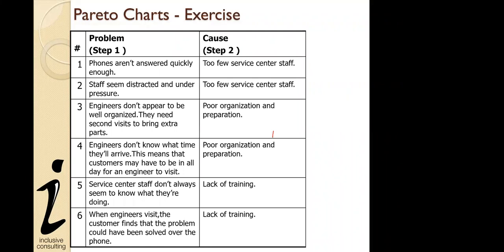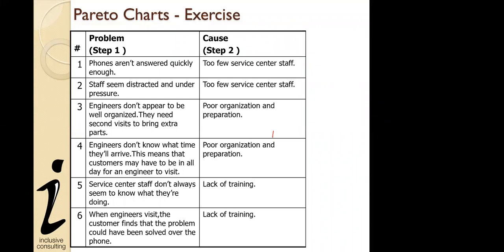So it looks like this is for an equipment repair service center. Engineers don't know what time they will arrive. This means that customers may have to be in all day waiting for the engineer to visit. Service center staff don't always seem to know what they're doing. When engineers visit, the customer finds that the problem could have been solved over the phone. It did not require him to wait for the engineer's visit, and he could have just resolved it on the phone a few days ago.